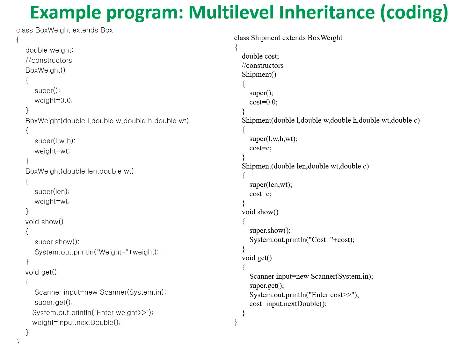Using the super keyword to call the BoxWeight show method from the Shipment method.